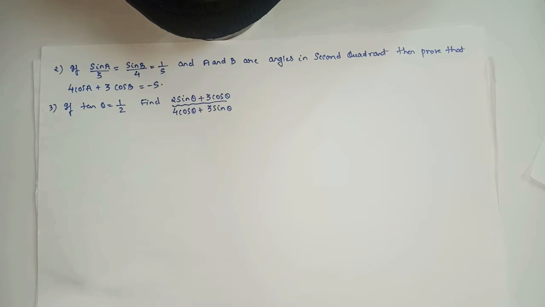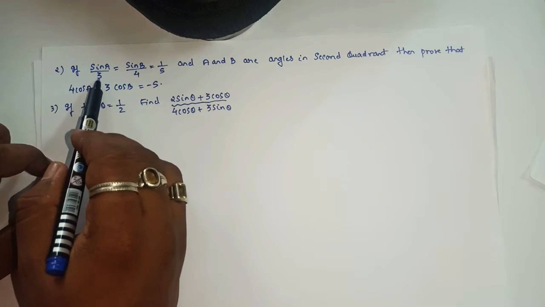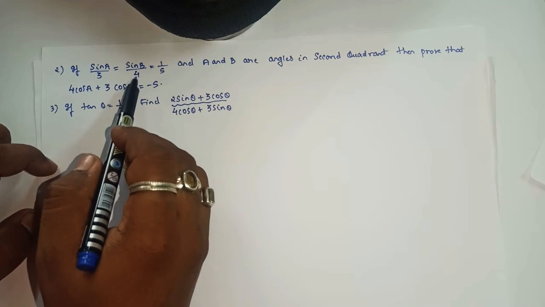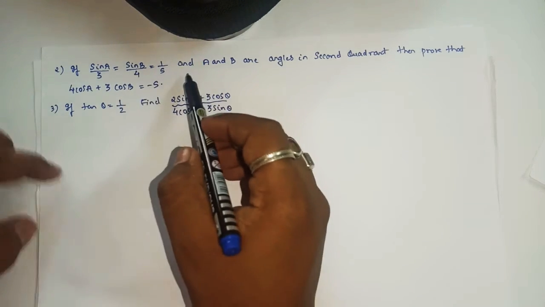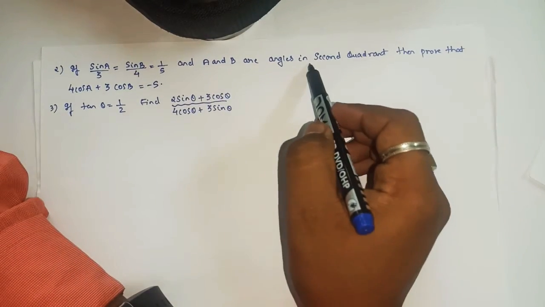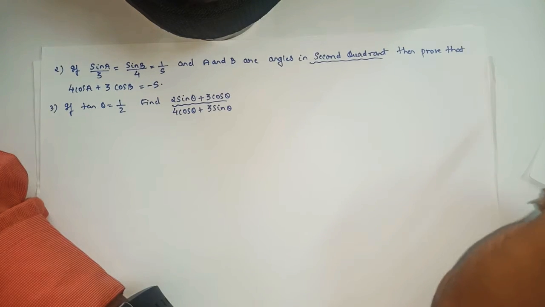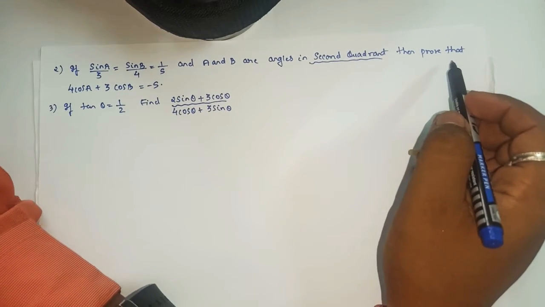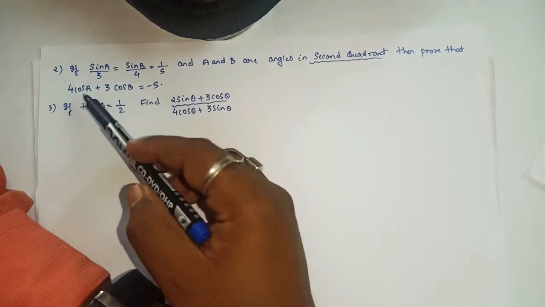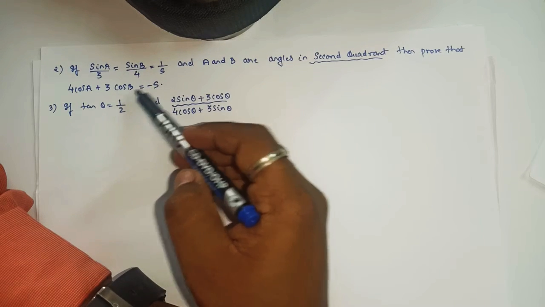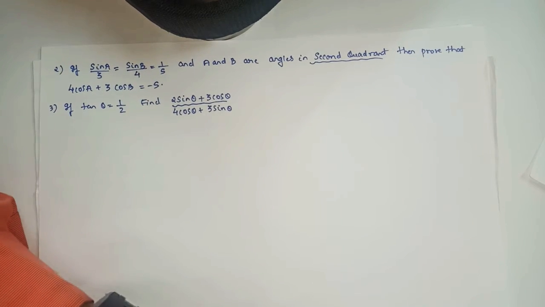So in the second sum it says that if sine A upon 3 is equal to sine B upon 4 is equal to 1 upon 5, and angles A and B lie in the second quadrant. It is clearly mentioned that angles A and B lie in the second quadrant. Then you have to prove that 4 cos A plus 3 cos B equals minus 5.